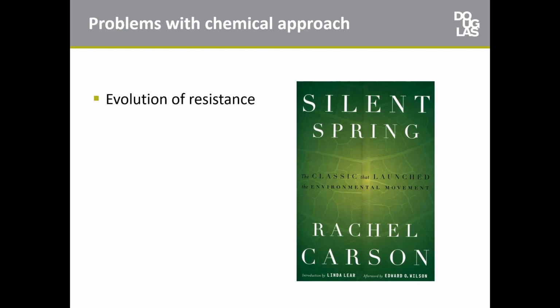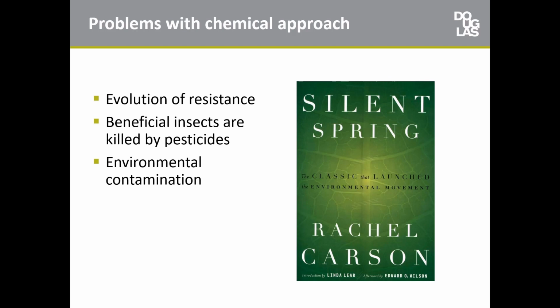First of all, a lot of the insects started to evolve a resistance to these pesticide chemicals, and the chemicals became less and less effective over time. The second problem is that beneficial insects, like the insects that feed on pests, are killed by the pesticides probably at a higher rate than the plant-feeding insects themselves. The third thing, of course, is environmental contamination by these chemicals, and this is the phenomenon that was described in the famous book you see on the right, Silent Spring by Rachel Carson.